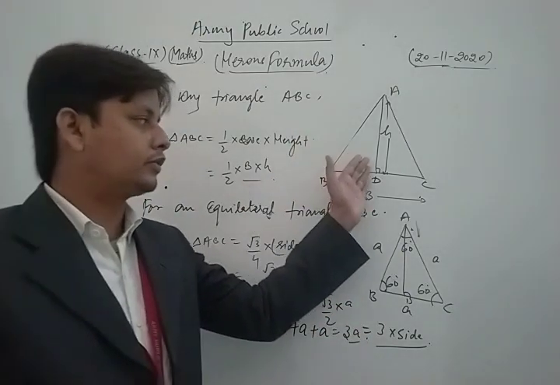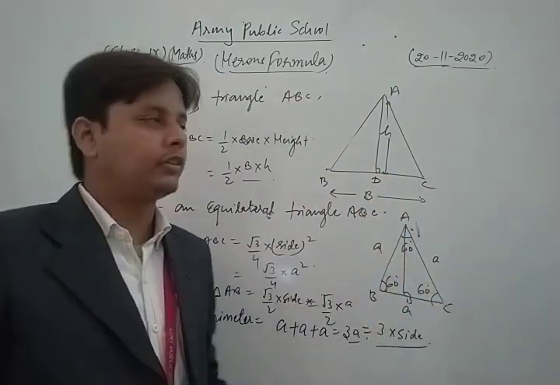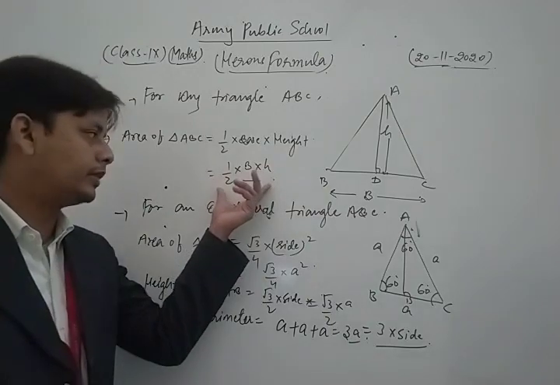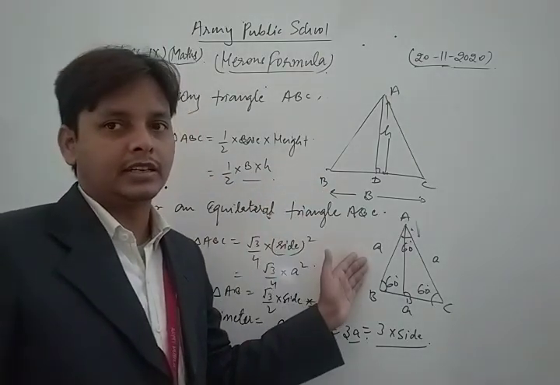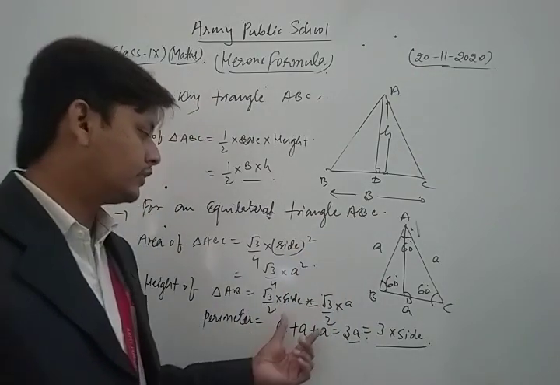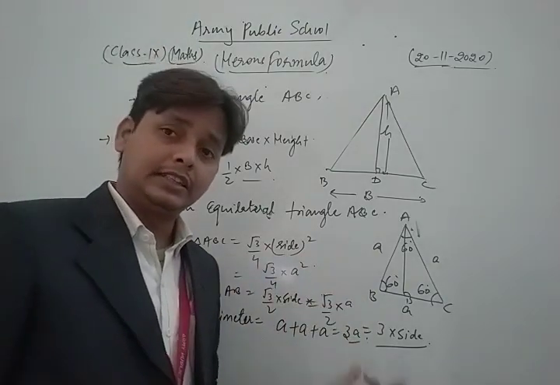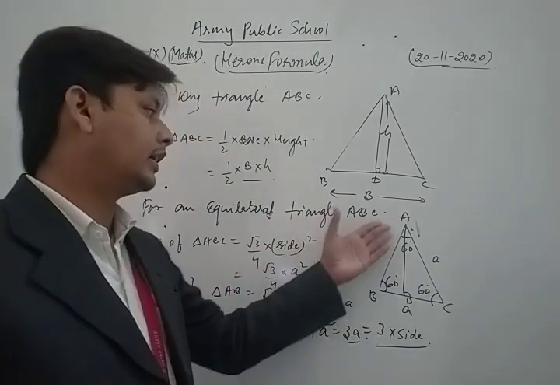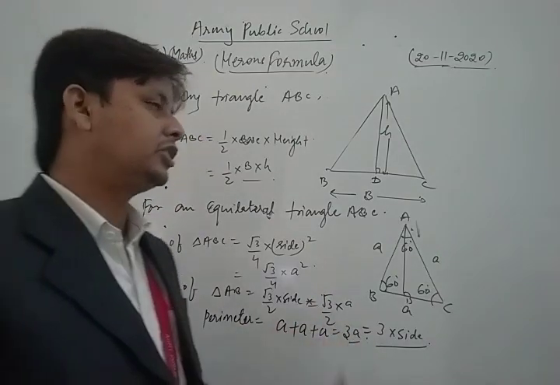For that, the first one is when base and height are given. In that condition, we apply the formula for the area of a triangle, 1 upon 2 base into height. Now for an equilateral triangle in which all of its sides are equal, in that condition we apply the formula root 3 by 4 into side squared, and the height or altitude of an equilateral triangle is root 3 by 2 into side, and the perimeter will be 3 into side.